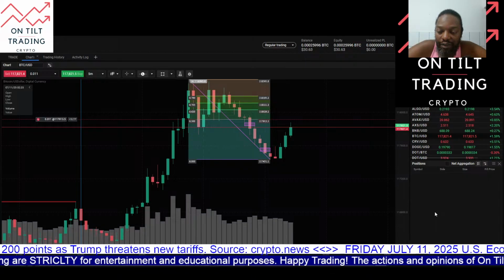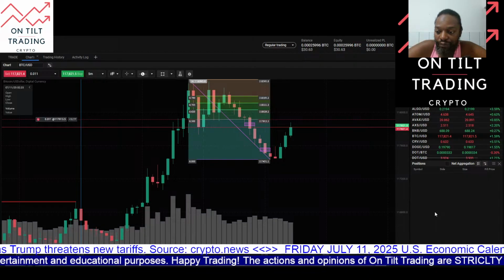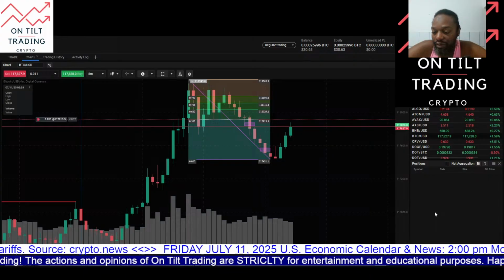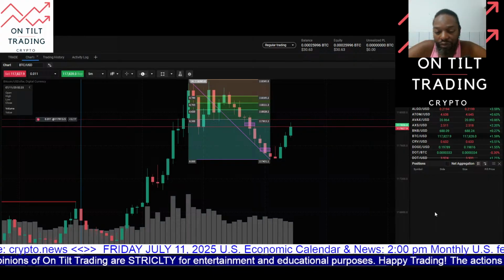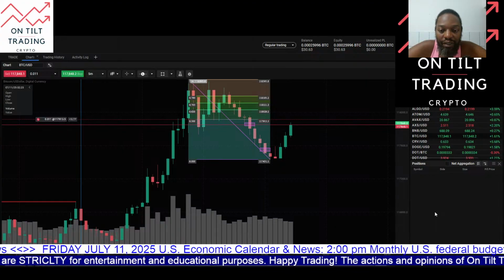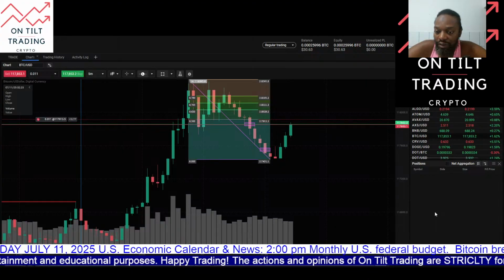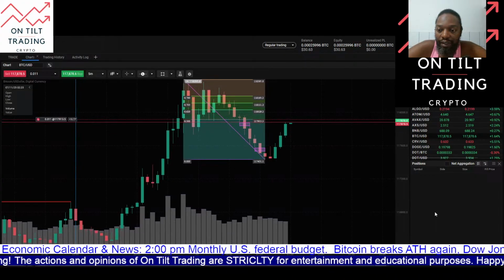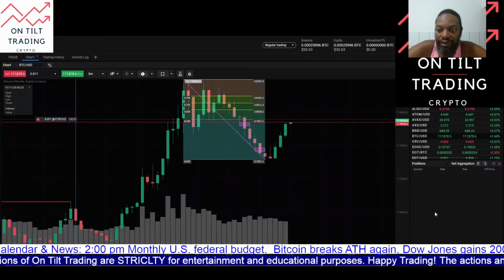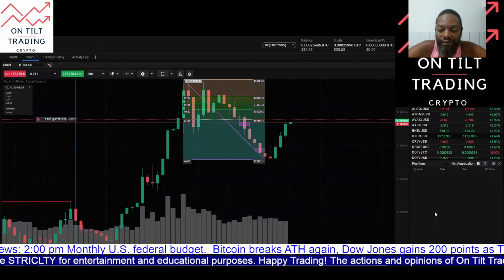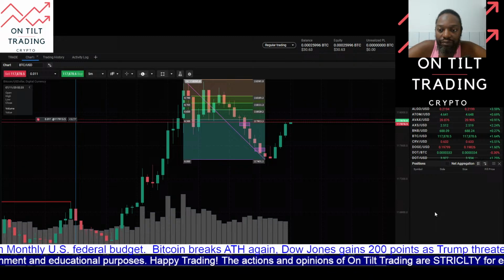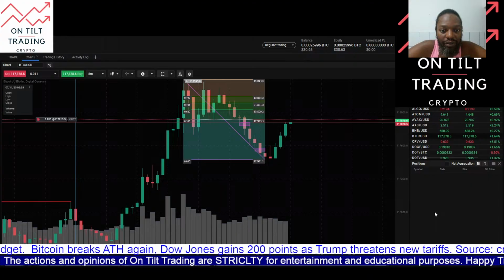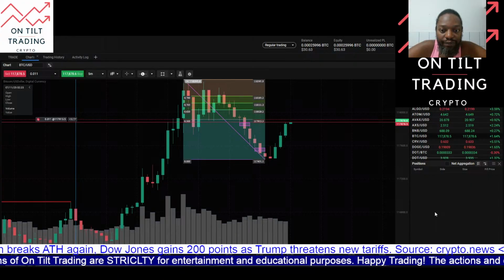1 minute remaining in the current 5-minute candle. And a little over 30 minutes remaining until I want to see an entry. Price now up to the 117,880 level. So about $20 away from a potential entry here.